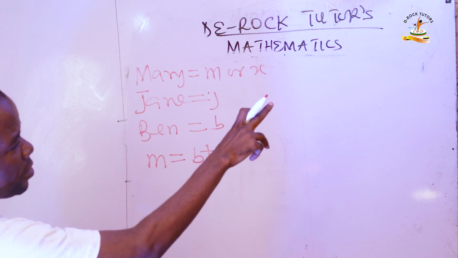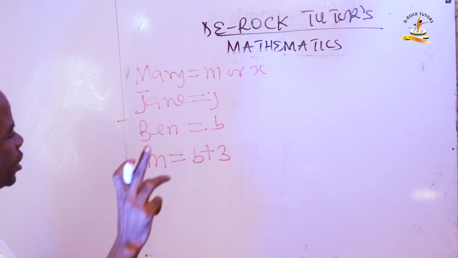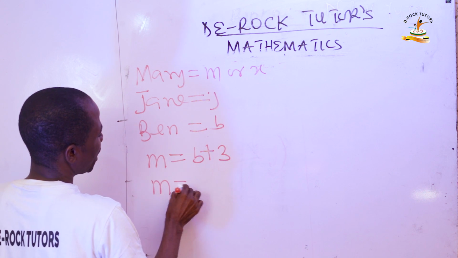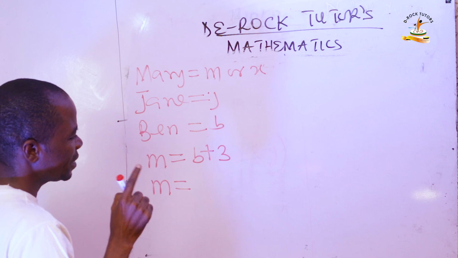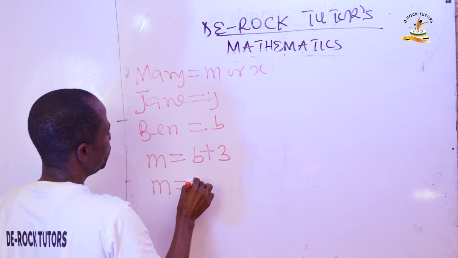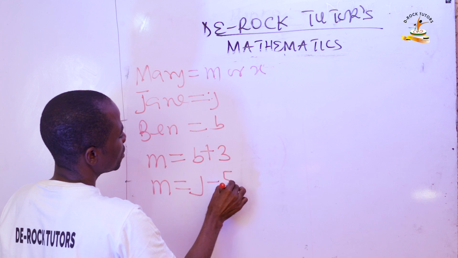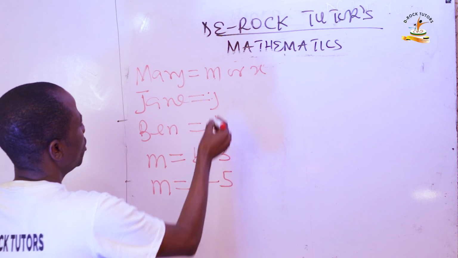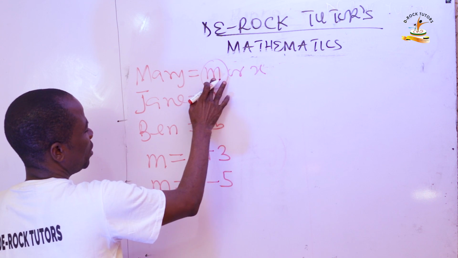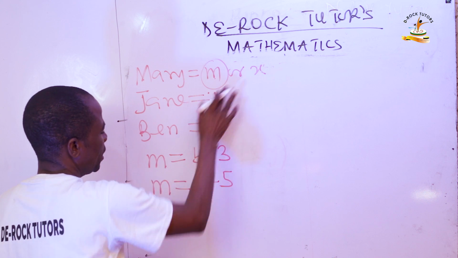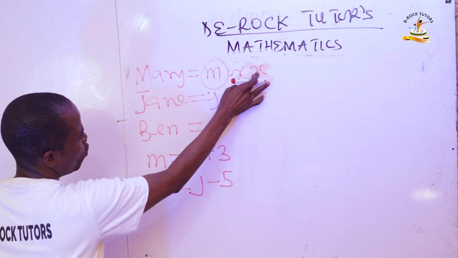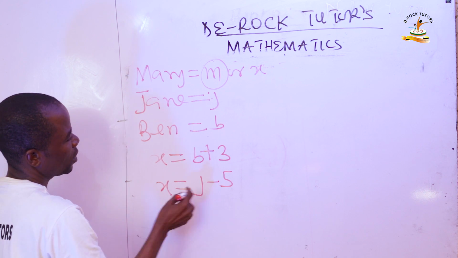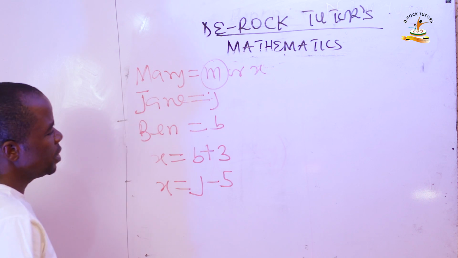Not only that, we are told that Mary has $5 less than Jane. So that's going to be J minus 5. Now, if Mary has X dollars, that's what I meant earlier, that we can interchange M and X here. So if we substitute M with X, this one becomes X and this one becomes X, because according to the question, that is the amount of dollars that Mary has.